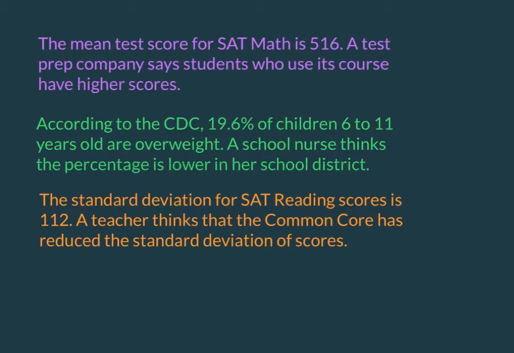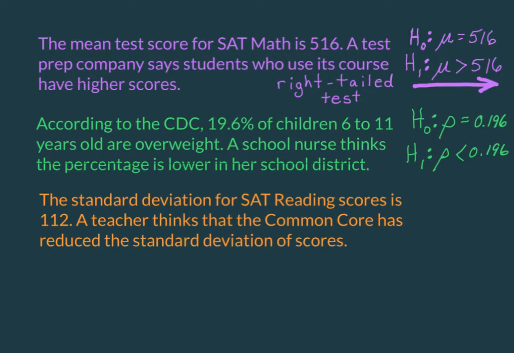For now, let's classify these examples by their tails. The mean test score for SAT Math is 516. So therefore, our null hypothesis is that the population mean equals 516. Our alternative hypothesis is that our population mean is greater than 516. Thus, we have a right-tailed test.